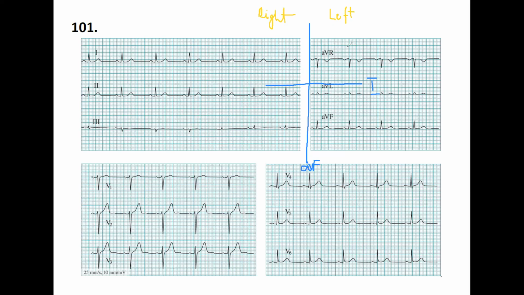If lead number one is positive, we are located on the left side. If we do have lead number one negative, we are on the right side. So immediately you can say whether the axis is on the left or on the right side. Looking at lead number one, that's positive, so you know that we are on the left side. Good, very good. Now let's look at AVF. AVF will tell you in a similar way whether you are at the bottom or on the top.